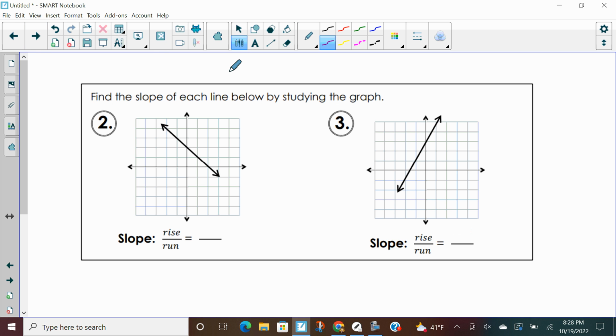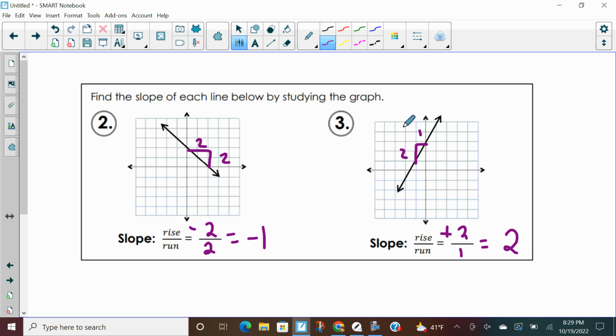Okay, 2 more examples. This is a negative slope, so I'm going to put a negative sign in front. Okay, and then I'm going to draw my triangle between 2 points that I know. So I'm going down 2, and my height is also 2. So my slope is 2 over 2, or -1. This has a positive slope because it's going in a positive direction. Drawing my triangle, I went up 2 and over 1. So it's 2 over 1, or just 2.